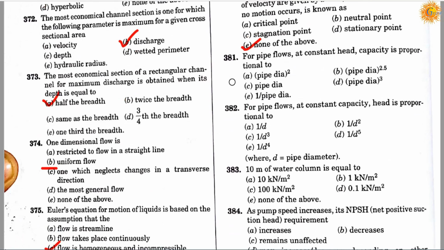Question number 381. For pipe flows at constant head, capacity is proportional to: option A, pipe diameter squared; option B, pipe diameter power 2.5; option C, pipe diameter; option D, pipe diameter cubed; option E, 1 upon pipe diameter. So correct answer is B. It will be pipe diameter power 2.5.